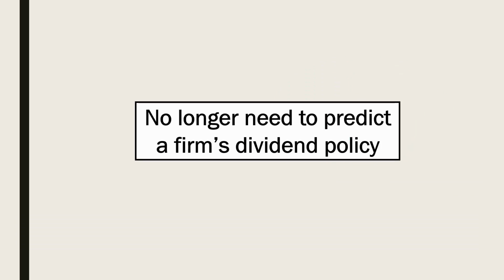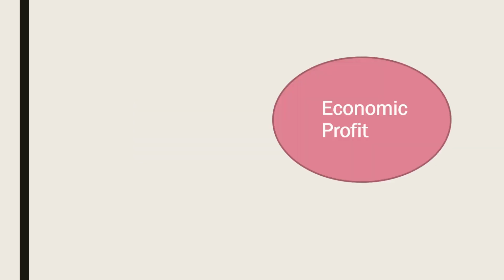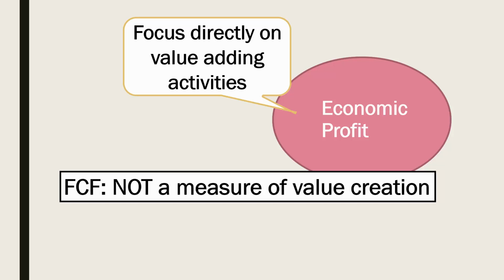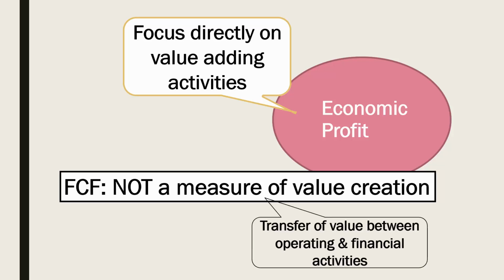By focusing on economic profit rather than dividends, we no longer need to predict the dividend policy of a firm. And by focusing on economic profit rather than free cash flows, we can focus directly on the value-adding activities of a firm. Free cash flows are a measure of transfer of value between a firm's operating and financial activities. As with dividends, they are not a measure of value creation.